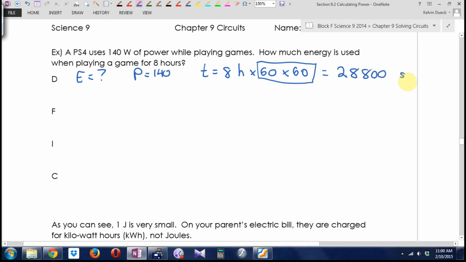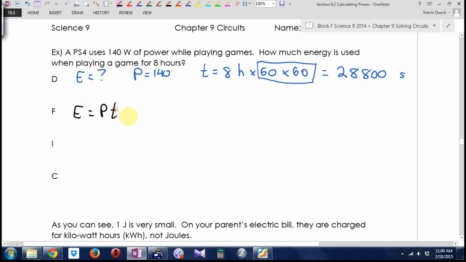All right, 8,800. I'm looking for an equation that has an E by itself and preferably a P and a T in it. What is it? Times? That's what we're going to do?